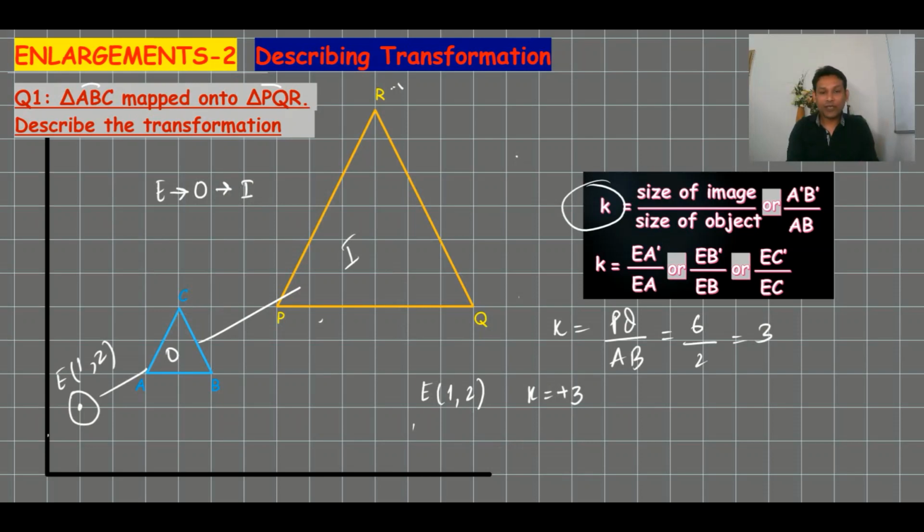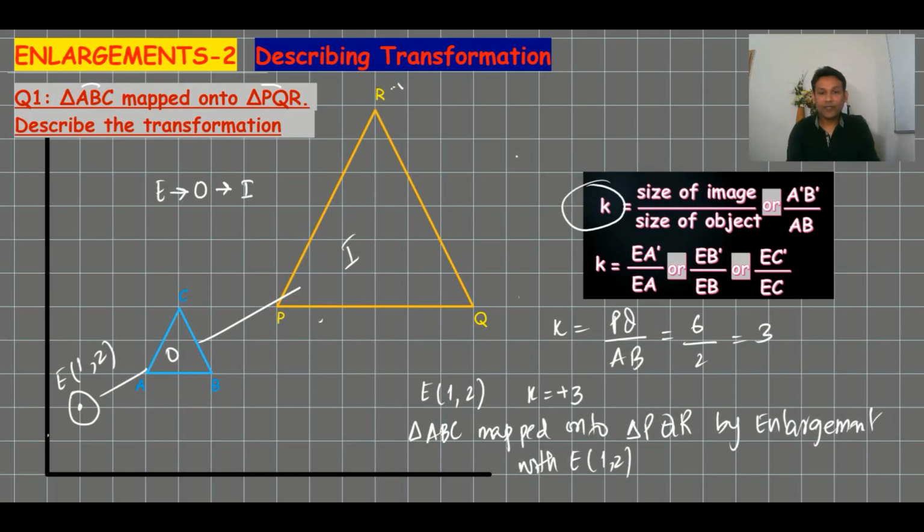So what we can do, this is a very important statement to write in the exam: this triangle ABC is mapped onto triangle PQR by an enlargement. There are marks for this: enlargement with center 1, 2 and scale factor plus 3. So that's very important. This we have done as one example.